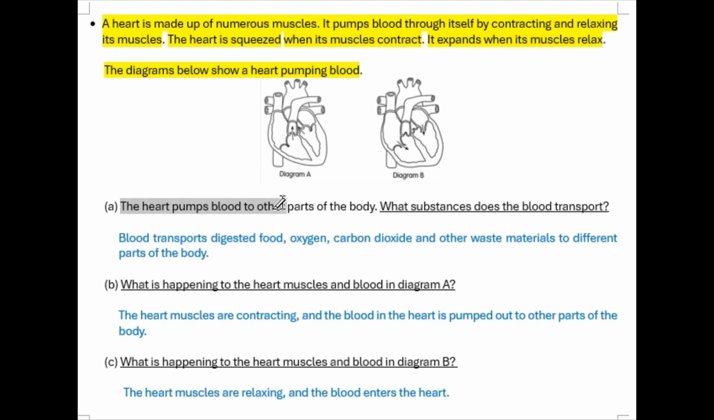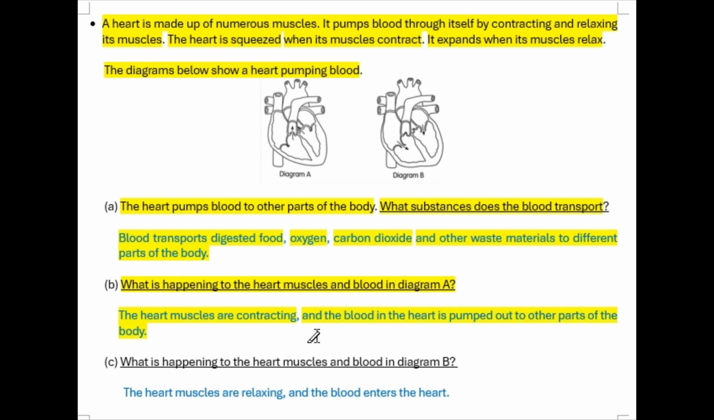The heart pumps blood to other parts of the body. What substances does the blood transport? Blood transports digested food, oxygen, carbon dioxide, and other waste materials to different parts of the body. B. What is happening to the heart muscles and blood in diagram A? The heart muscles are contracting, and the blood in the heart is pumped out to other parts.